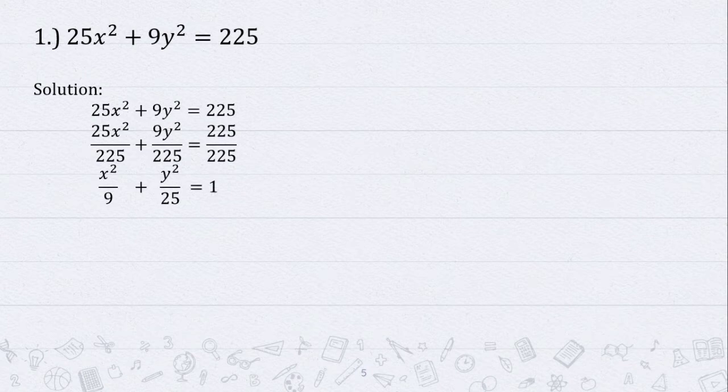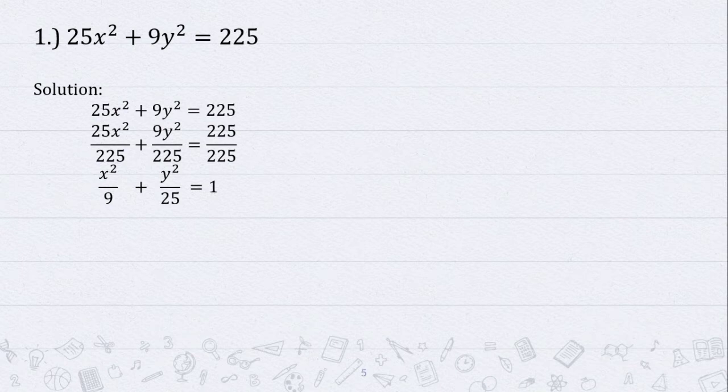Our right side is now 1. Recall also that our numerators in the standard form should also be x squared and y squared. Therefore, in the first term, we have to divide both numerator and denominator by 25 and the second term by 9. So in our first term here, 25 divided by 25 is 1, so we don't have to write it anymore, and 225 divided by 25 is equal to 9.